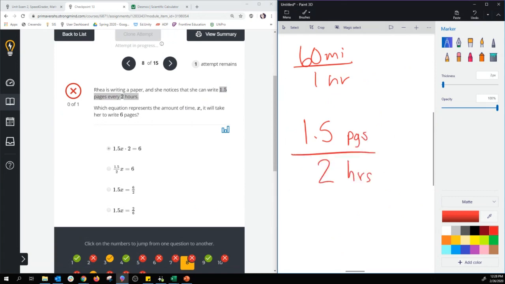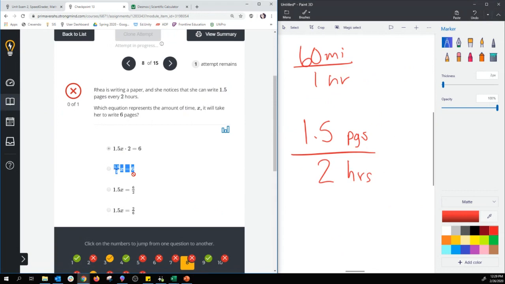Perfect, exactly. So when you look at these answer choices, there is only one problem that has this ratio. And remember that she has to write 6 total pages. So our total is always by itself, which means 6 should also be by itself. So I have that 1.5 over 2, and that's equal to 6.